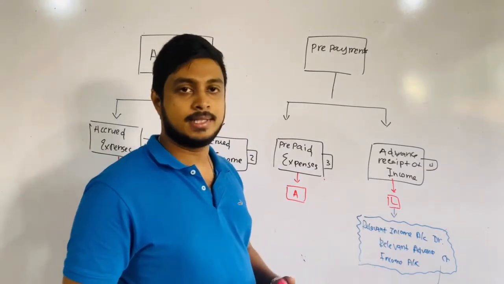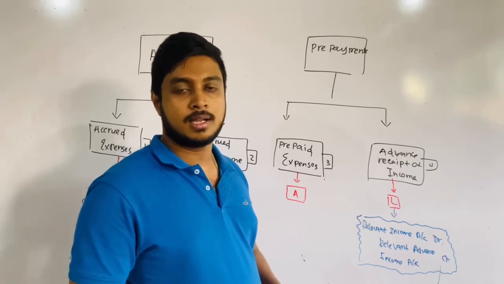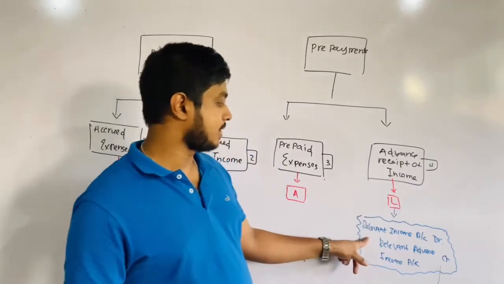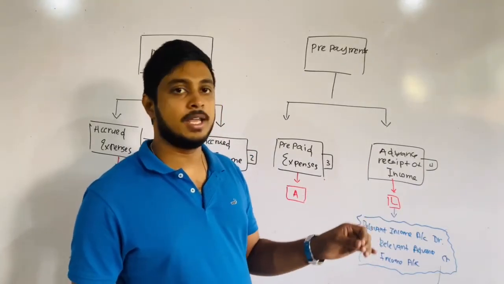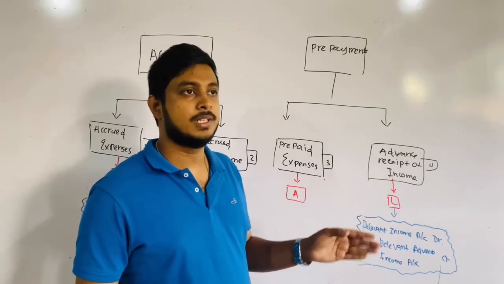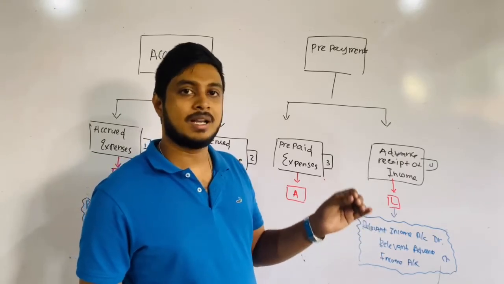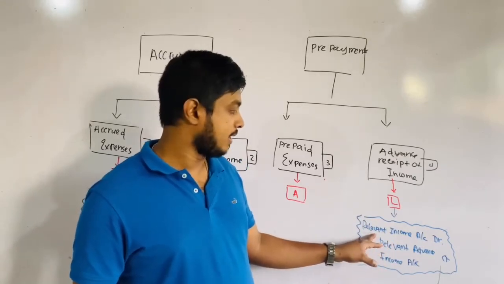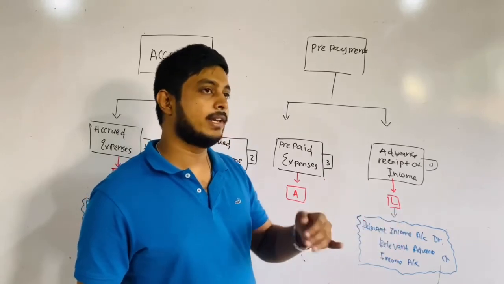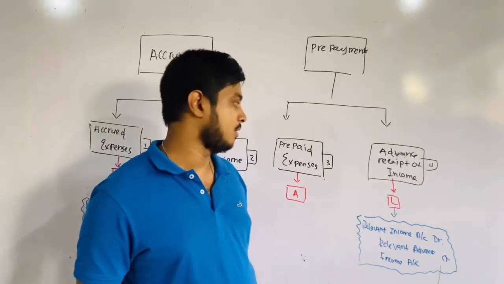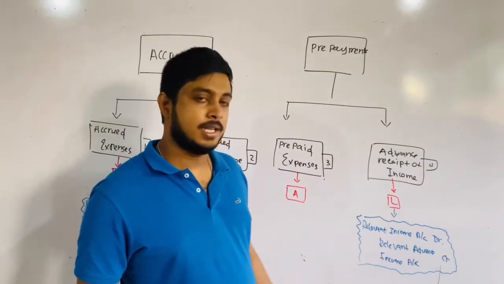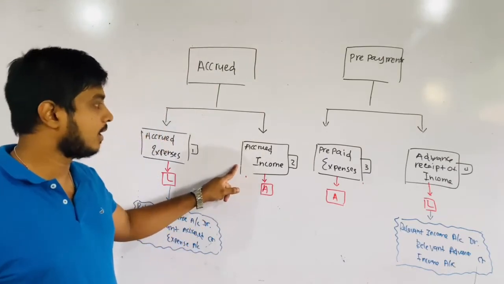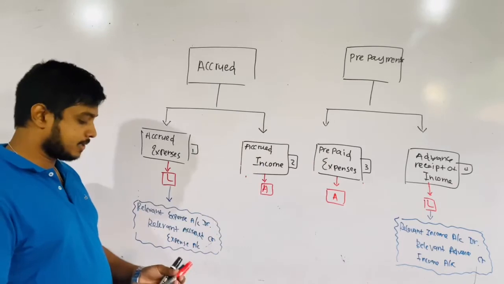Why do we debit the relevant income account? Because this income is not relevant for this particular accounting period. It is applicable for the next accounting period. This income is not earned within the accounting period. Therefore, we debit the relevant income account: we remove the advance income from the income account.